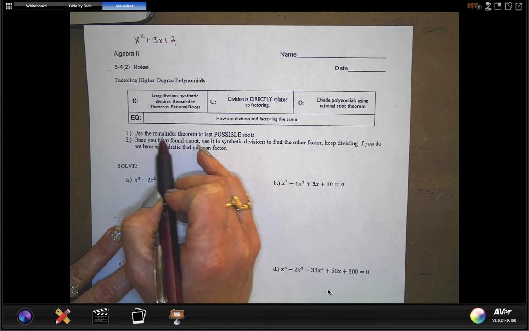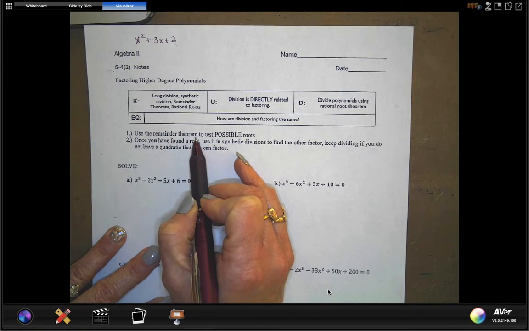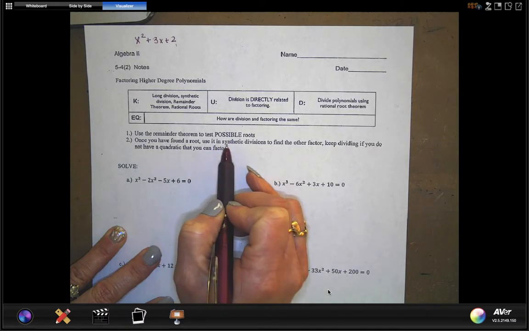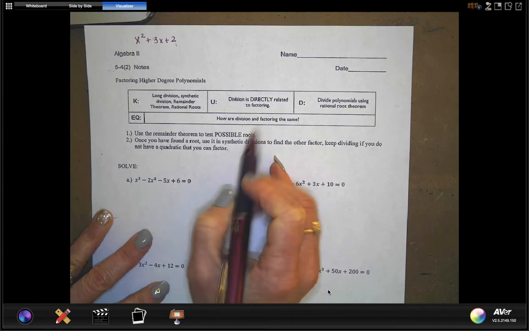So basically, we're using the theorem we talked about in the other notes to test possible roots. And when we find a root, we use it in synthetic division to find the other factor, and then we have to keep dividing.